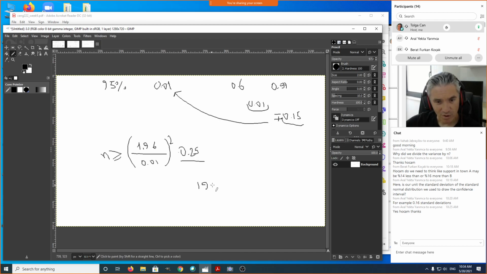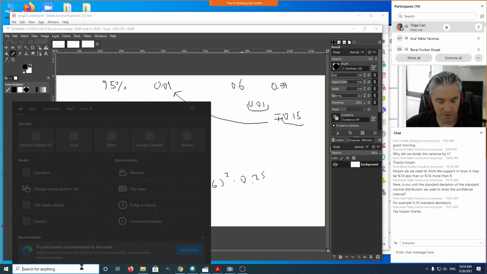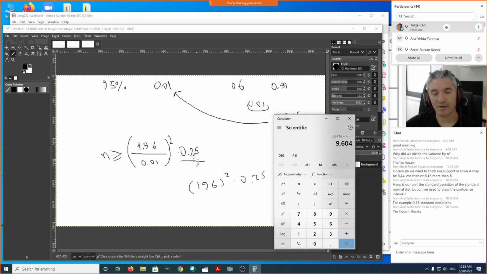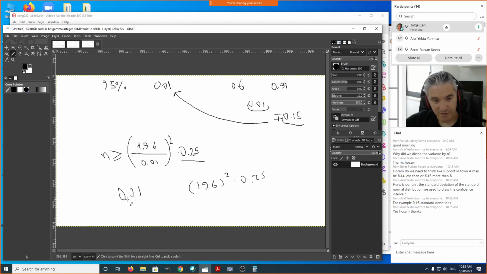Let's take a look at this number. So this is 1.96 squared times 0.25. It becomes 1.96 times 1.96, divided by 4, and so on, about 9,600. So if you want to have the same confidence and increase your precision, if you want to find this 0.01 difference with plus minus 0.01, you have to ask at least 9,600 people in those towns. That's the total number.